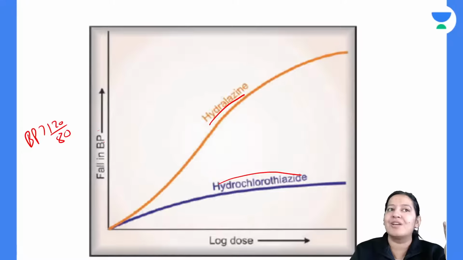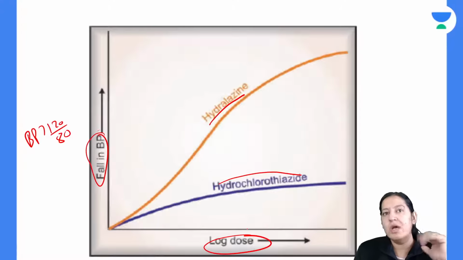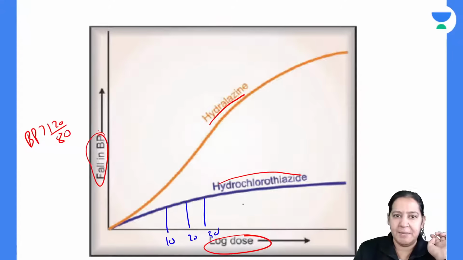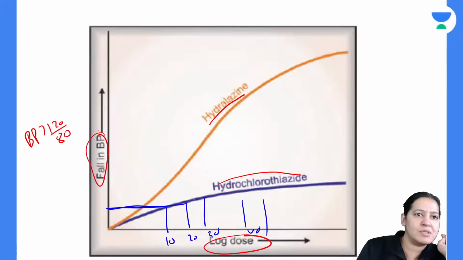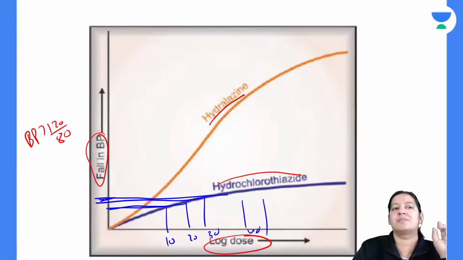What is the response here? The response is fall in BP. Both of them will cause fall in BP at a particular dose. But you can see the curves of the two. The blue is the curve for hydrochlorothiazide and yellow is the curve for hydralazine. Let me talk about the blue one, hydrochlorothiazide. I am increasing the dose: 10 milligram, 20 milligram, 30 milligram, 40 milligram, but hardly any change in response. Response is almost the same, a very little bit of change.